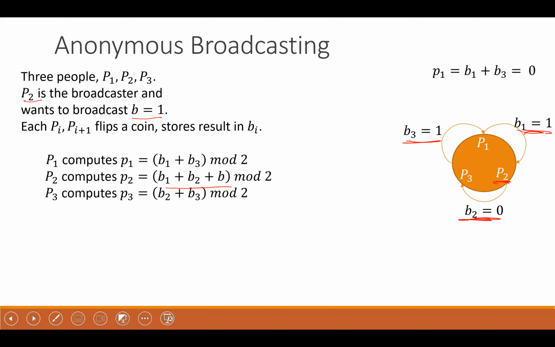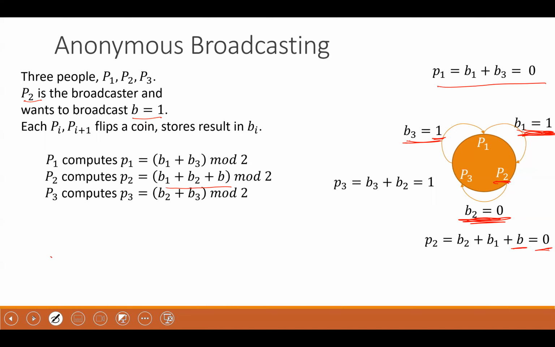So if I look at all of those, P1, B1 plus B3, that's 1 plus 1 mod 2, which is equal to 0. P2, I have B1 is 1, B2 is 0, plus B is 1, so that's 2 mod 2, which gives me back 0. And P3, I have B2 is 0 and B3 is 1, mod 2, that gives me 1. So I've computed P1 is 0, P2 is 0, P3 is 1. Now everybody transmits those computed bits.